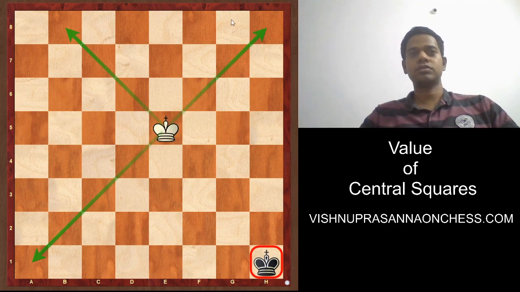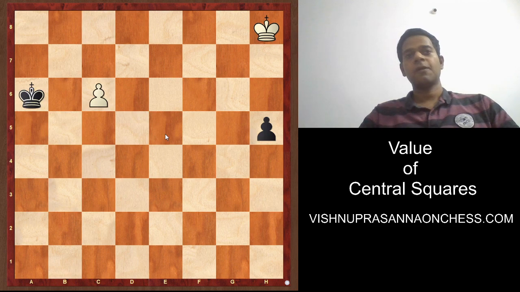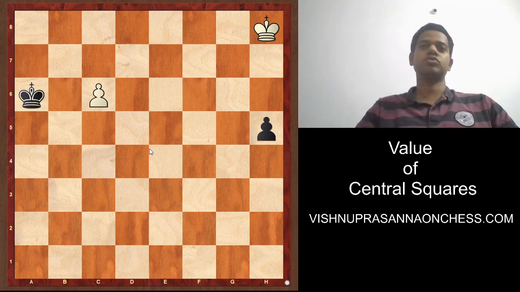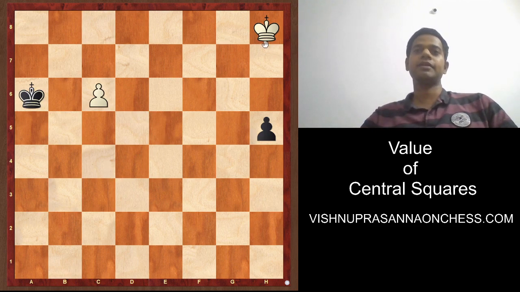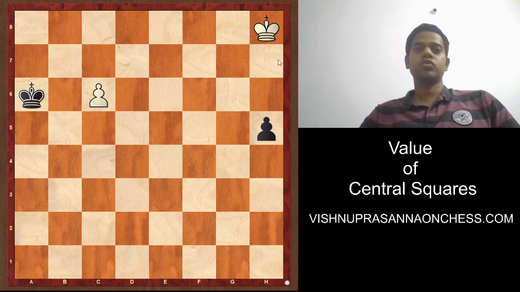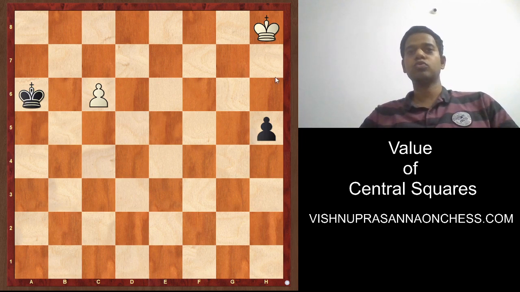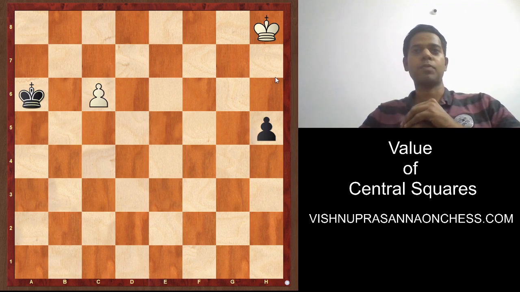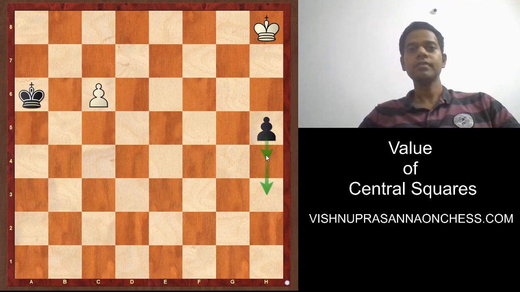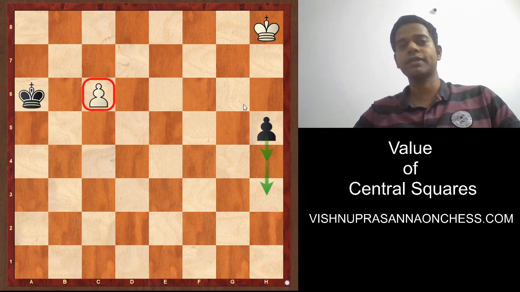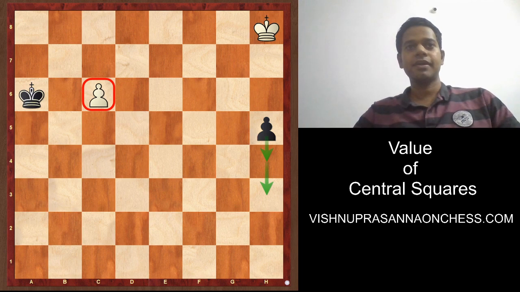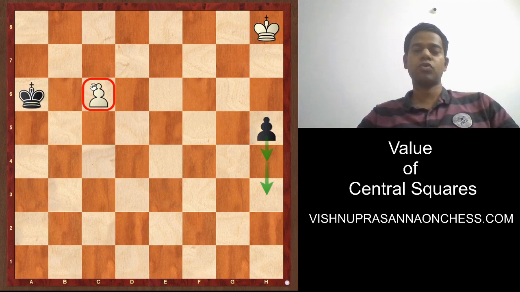Let's try to see a practical example in a study. This is a study by Reti from the year 1921. Here it is white to move, and he has a few problems to solve. First of all, the black pawn is queening and his pawn is hanging. So the only way white can save his game is by either saving his pawn and queening his own pawn, or stopping the black pawn.